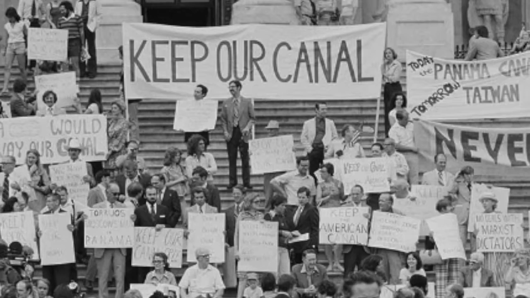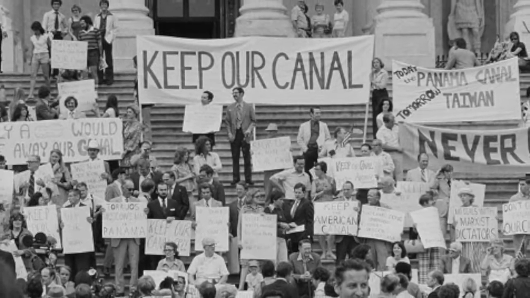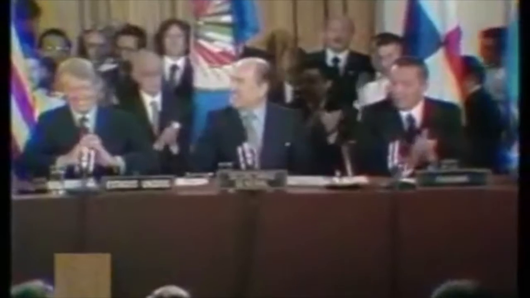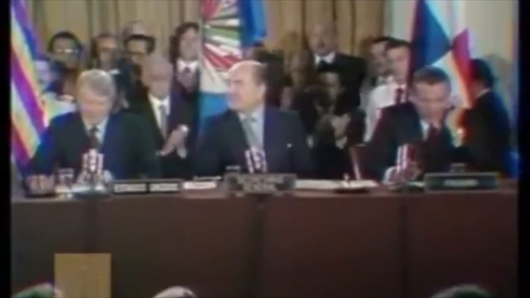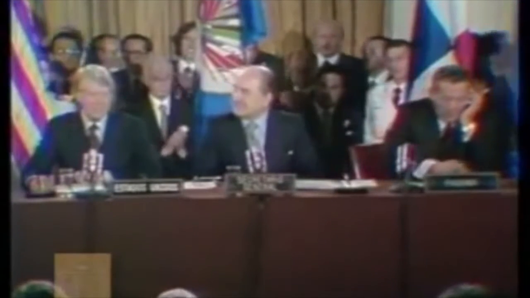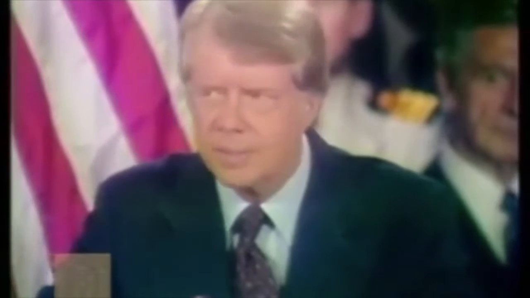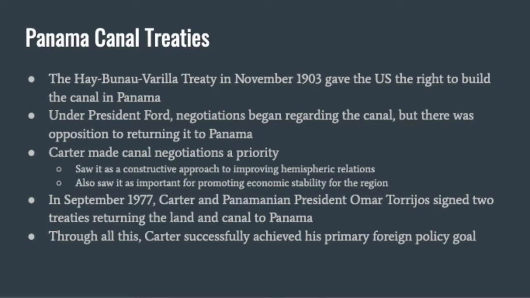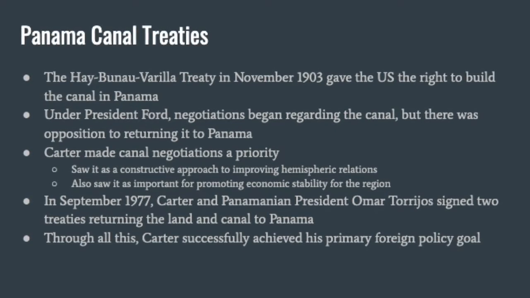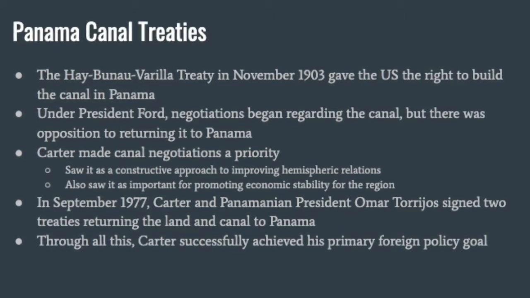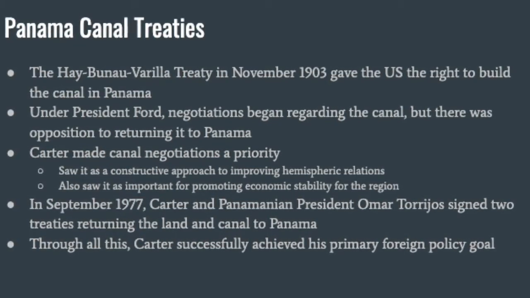Under President Ford, negotiations began regarding the canal, but there was opposition to returning it to Panama. When Carter came to office, he made the negotiations a priority. He saw it as a constructive approach to improving hemispheric relations and also saw it as important for promoting economic stability for the region. In September 1977, Carter and Panamanian President Omar Torrijos signed two treaties returning the land and canal to Panama. Through all of this, Carter successfully achieved his primary foreign policy goal.